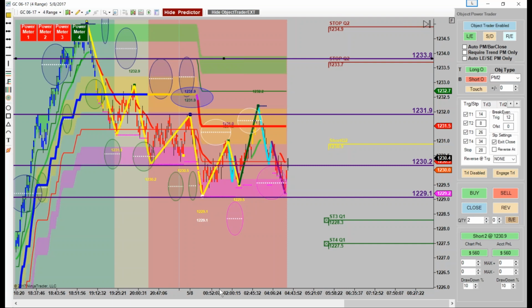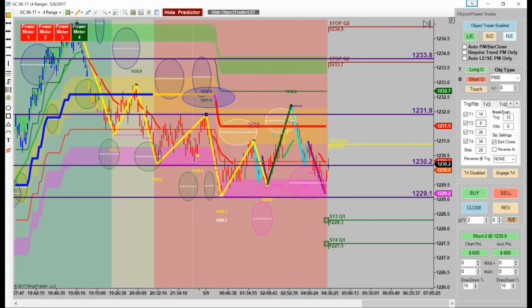Now, with the object trader, though, if this meter does turn green, then maybe I can get back up to this line here, or even it would probably go higher than this one, because usually if they're going to do a double bottom, they'll usually take out these swings, or at least this swing. And it sure looks like a double bottom. Let's see what it does.